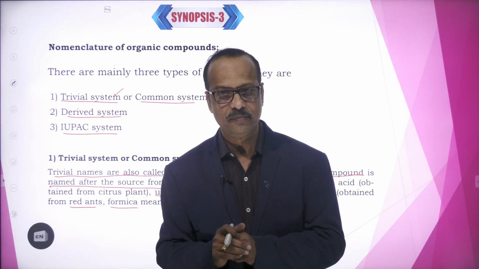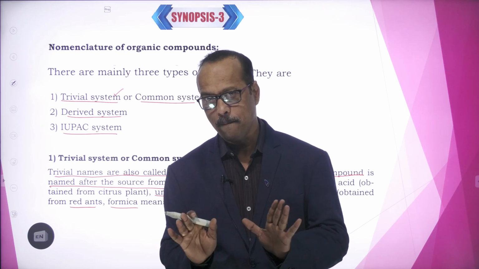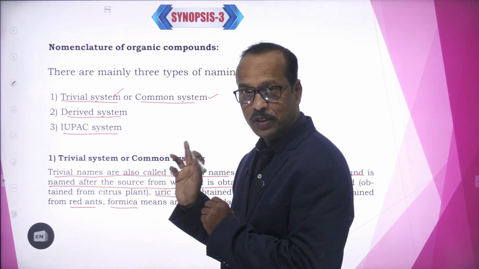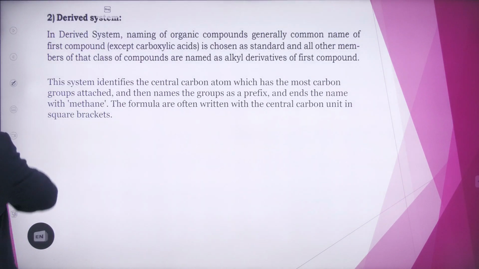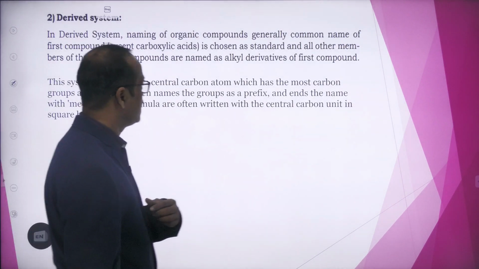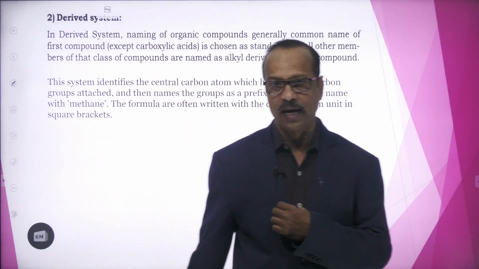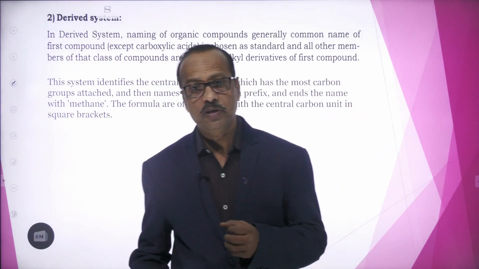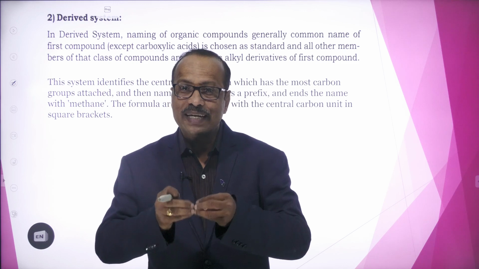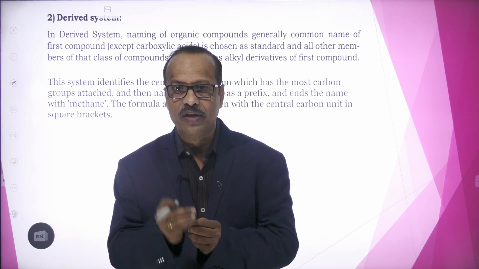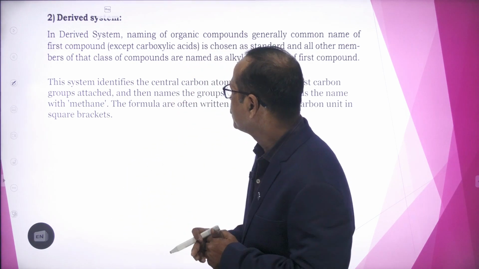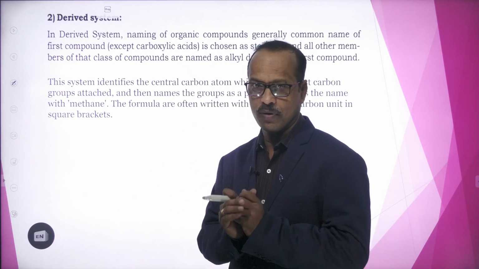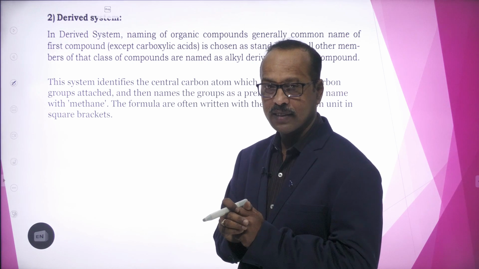Clear? Any doubt? Simple, no? Right. Going to the next slide. So, the second one is what? Derived. Derived means what? It is a derivative of. Derivative means from where it is obtained. Here also it's like that, but it is based on the first compound of that series.